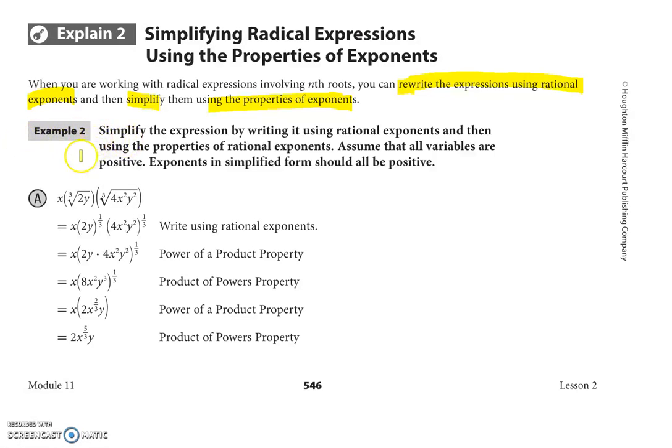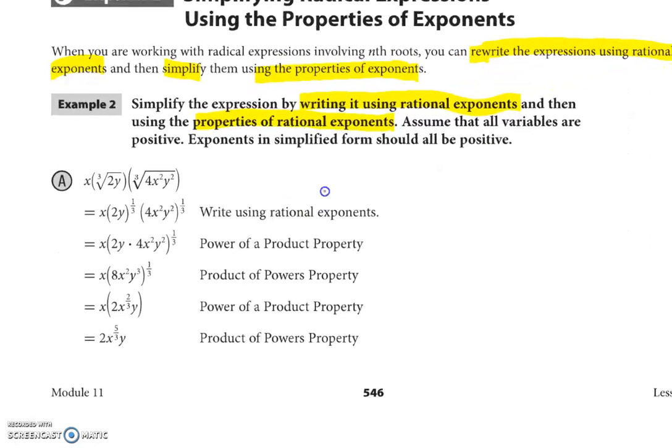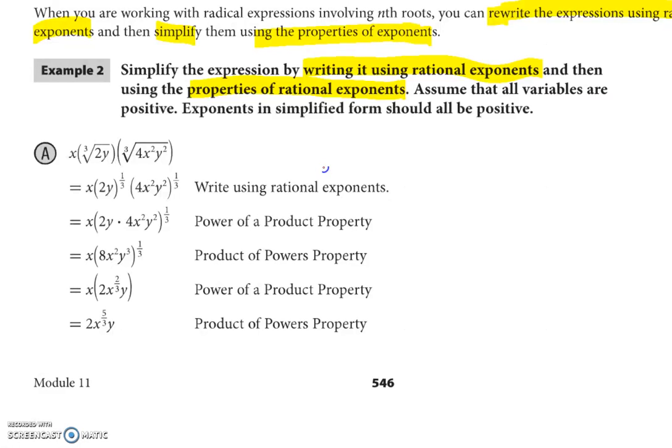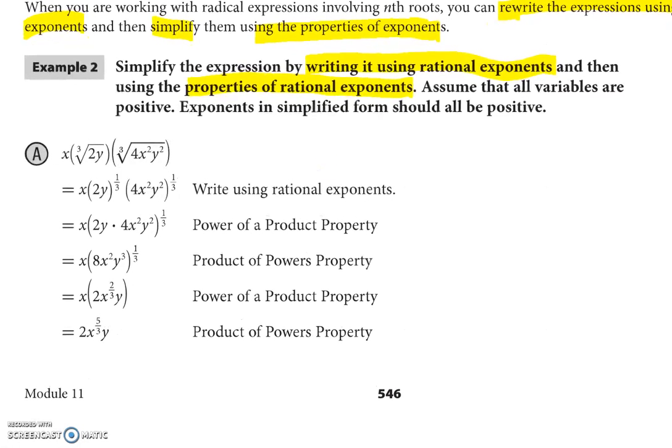In example 2, we simplify the expression by writing it in rational exponents and then using the properties of rational exponents. Assume that all variables are positive. Exponents in simplified form should all be positive. So if we look at example A, we want to first rewrite the expression using rational exponents.